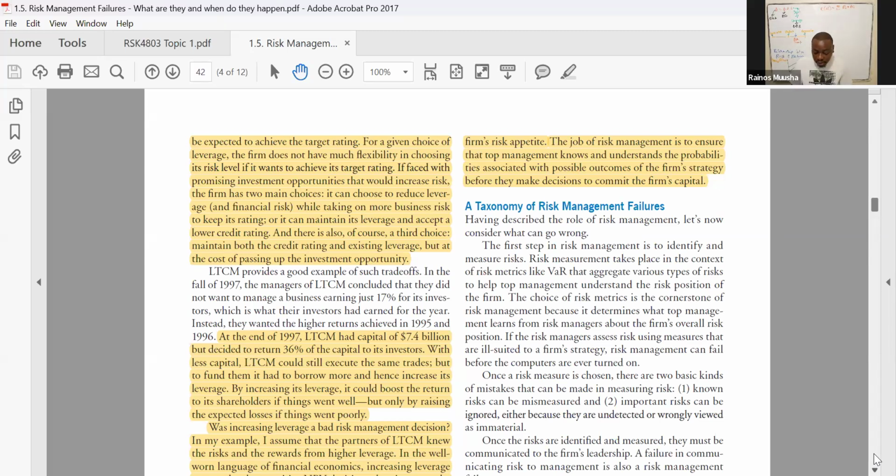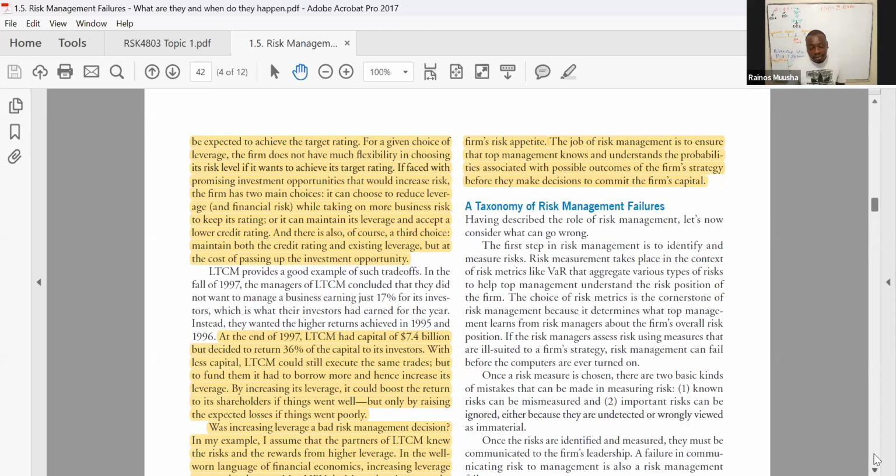And there's also, of course, a third choice. Maintain both the credit rating and existing leverage, but at the cost of passing up the investment opportunity. Because remember, business risk and financial risk all contribute towards the overall risk of the organization. So which means there has to be a balancing act to say, for us to achieve the overall risk of the organization, should we maintain business risk and financial risk at the level they are? Or should we lower the business risk and increase the financial risk? Or should we lower the financial risk and increase the business risk?